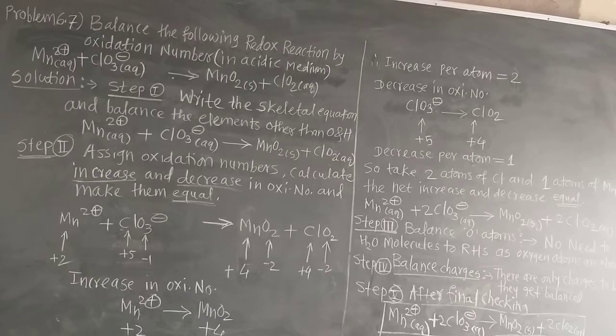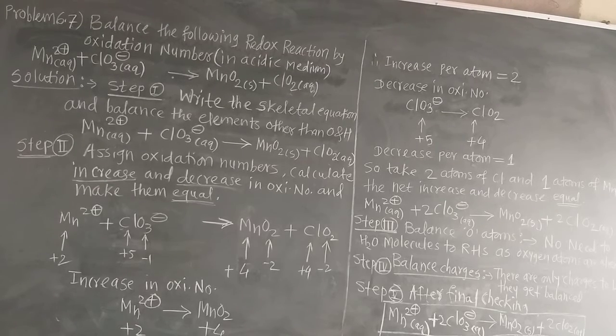Now let us balance another reaction. This is problem number 6.7. In this reaction, the manganese ion reacts with the chlorate ion, and there is formation of manganese dioxide and chlorine dioxide. Now see here, in the first step, as usual, write down the skeletal equation and balance the elements other than oxygen and hydrogen.